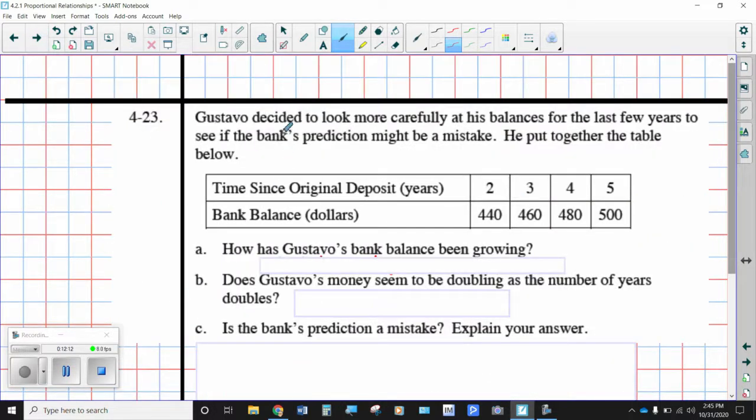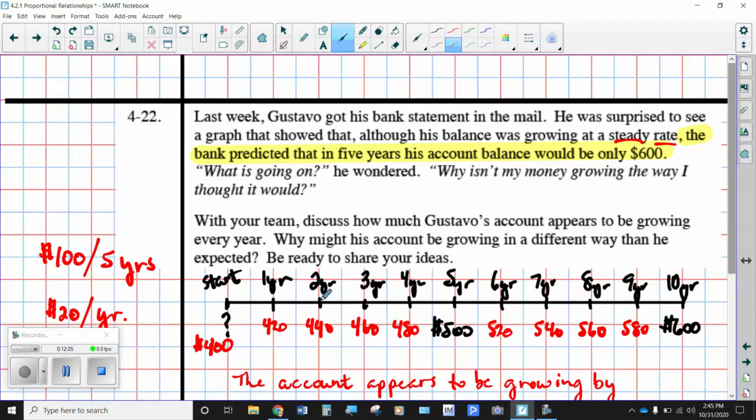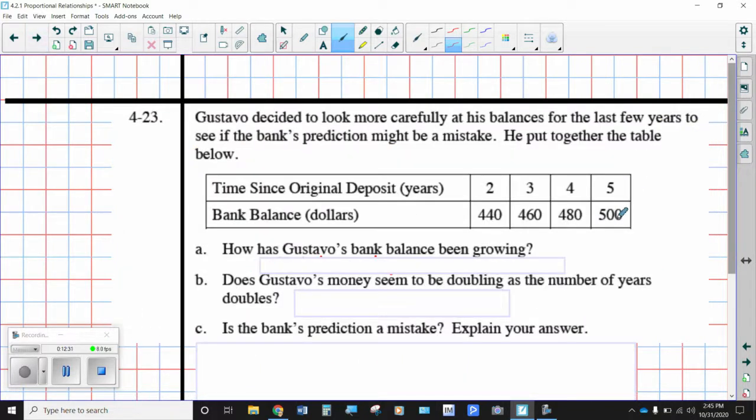All right, so Gustavo decided to look more carefully at his balances for the last few years to see if the bank's prediction might have been a mistake. So he put together this table. So this table kind of agrees with what we put on that number line, right? Where year 2 was 440, year 3 was 460, year 4 was 480, and of course year 5 was 500.